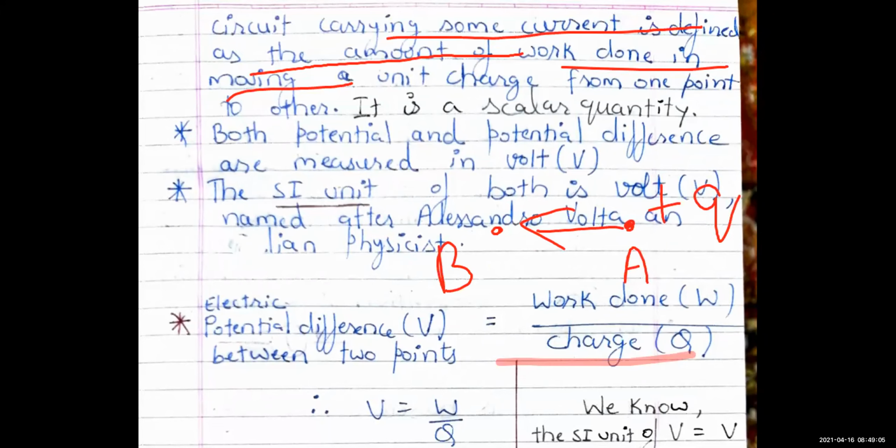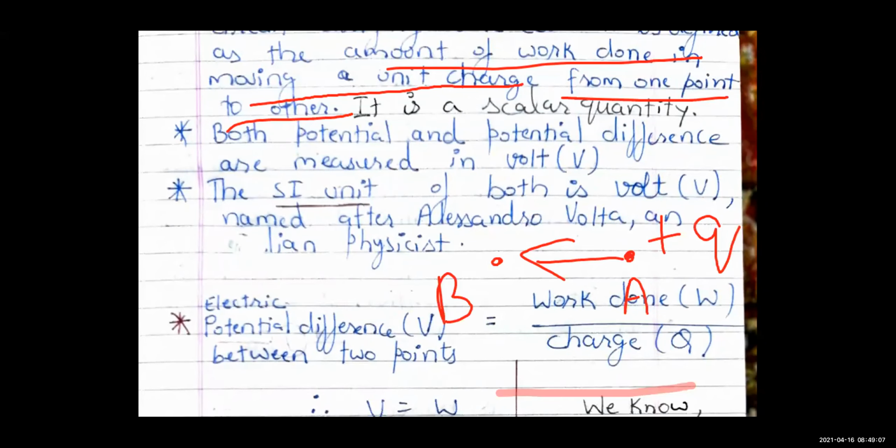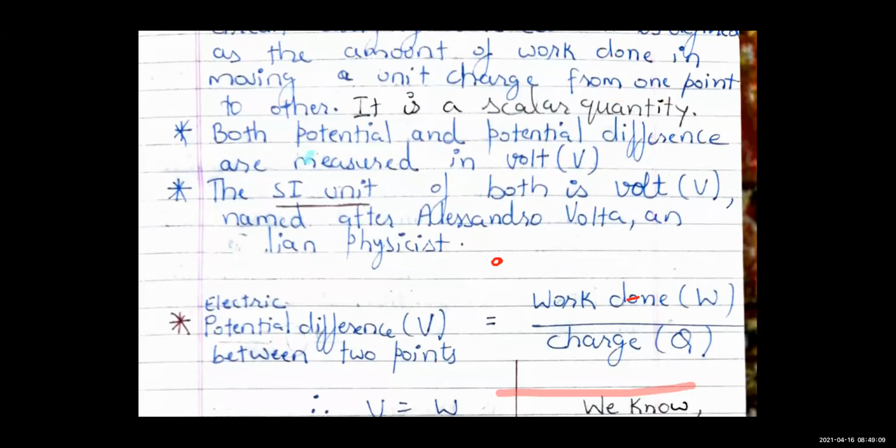Simple, right? Now children, it is a scalar quantity. It does not have direction. So very important, potential difference is a scalar quantity and it is measured in volt. किसमें measure करते हैं बेटा उसे? What is the unit?